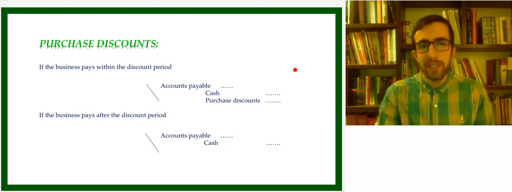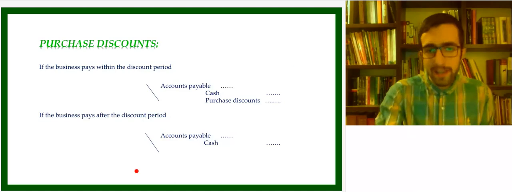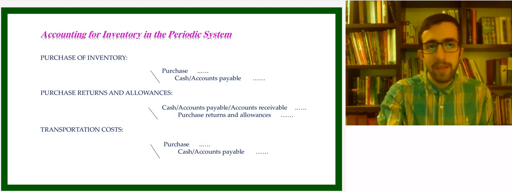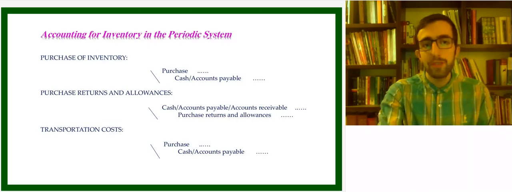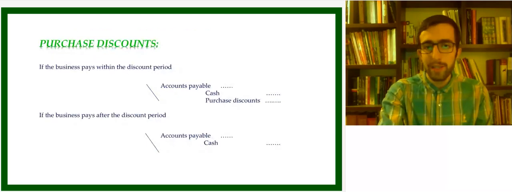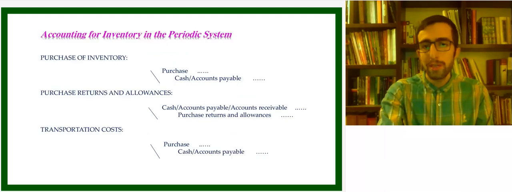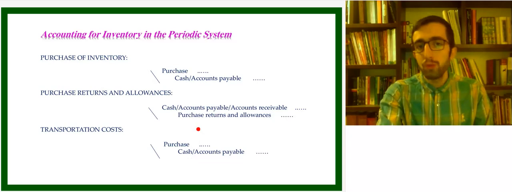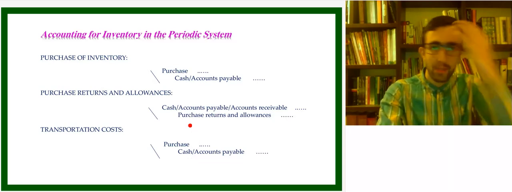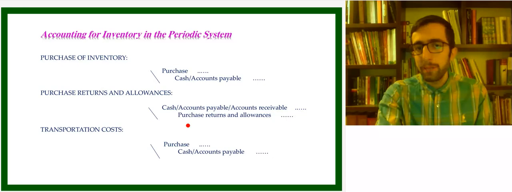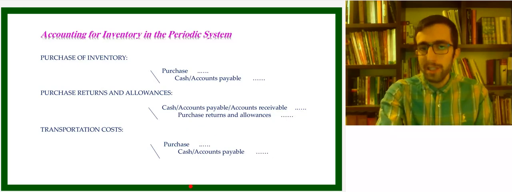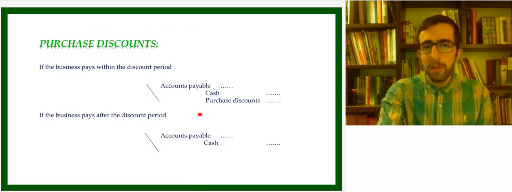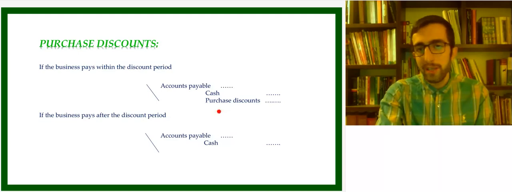But what about purchase discounts? I have to mention that purchase discounts and purchase returns and allowances have a normal balance of credit. So when we want to make a journal entry for these accounts, we should put them on the credit side. As you can see here, we credit purchase returns and allowances, and on this page, purchase discounts, we put on the credit side.